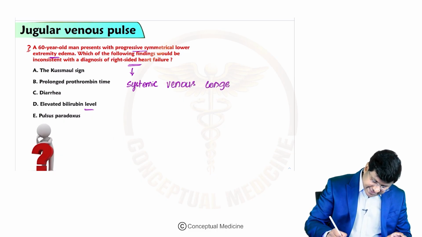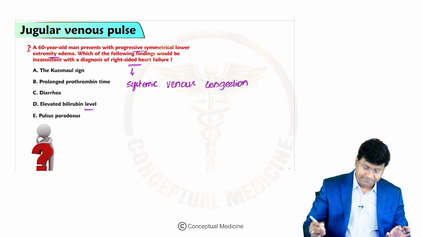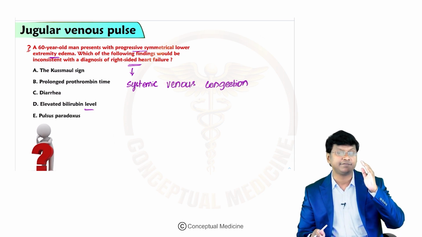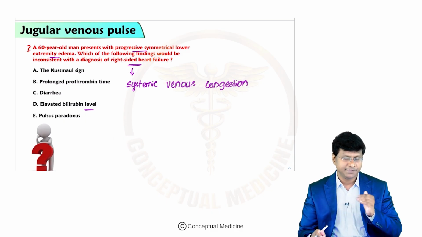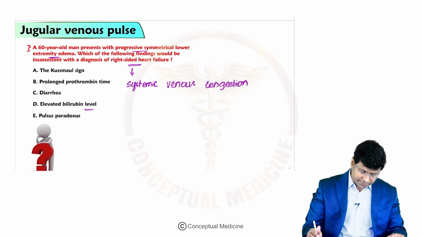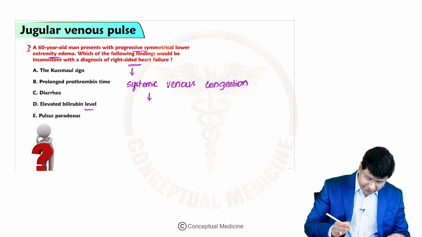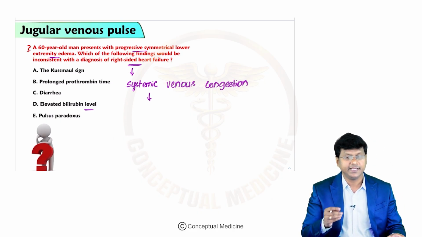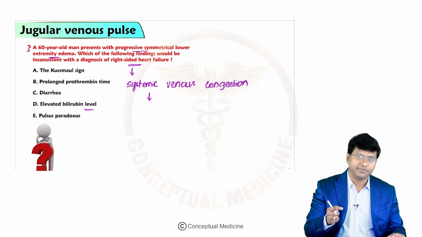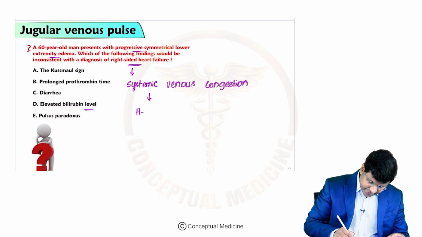Right? You will have systemic venous congestion. That means you will have congestion of the upper half and congestion of the lower half, because SVC and IVC, both of them, are draining into the right atrium. So because of the impaired venous return from the inferior vena cava, there will be hepatic congestion.